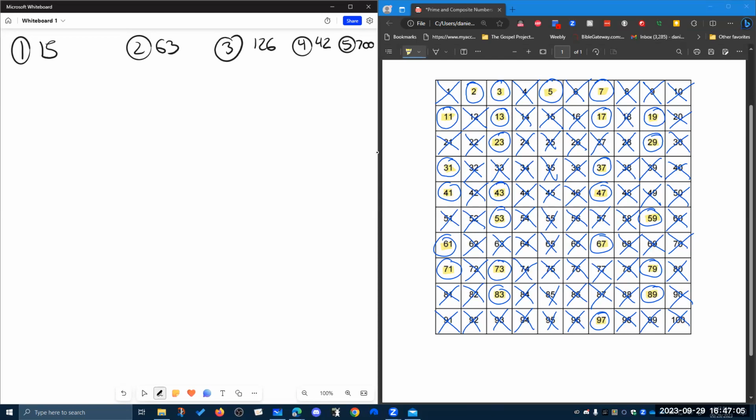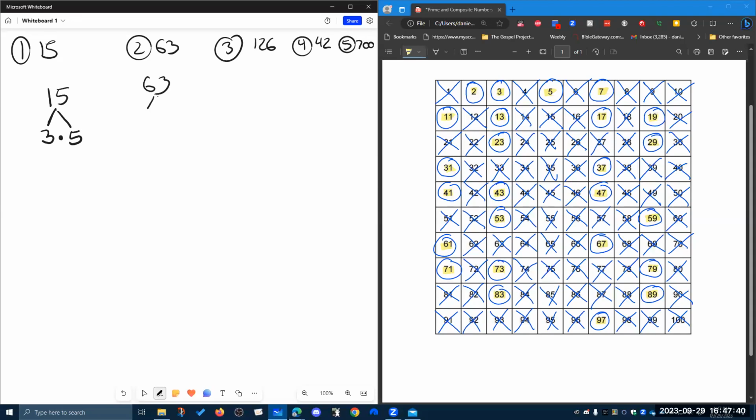Let's try and break 15 down into some smaller numbers that are prime numbers, and we're going to stop when all the factors that we've broken it down into are prime numbers that can't be broken down anymore. So we know that 15 is divisible by 5 since it ends in 5. 5 goes into 15 3 times. 3 and 5 are both prime numbers that are circled. So I'm done. I have what's called the prime factorization of 15.